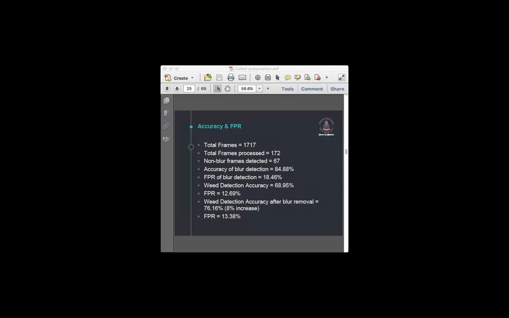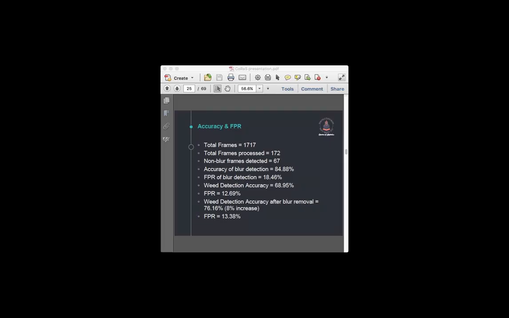So how do we calculate the statistics? We have a total of frames of, for example, 1,717. So we take every 10th frame to get 172 frames. This is a simple processing step that I'm listing here. We got 67 non-blurred frames. So you see, because of the fast movement of the flying robot, we get a lot of blurred images which have to be removed. Accuracy of blur detection here is around 85%. So still 15% of blurred images will be left inside.